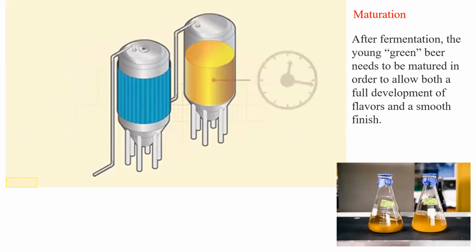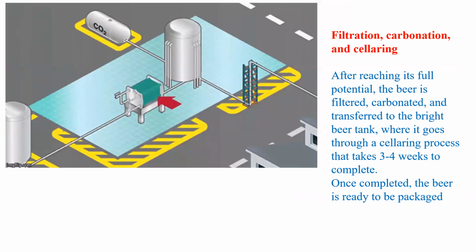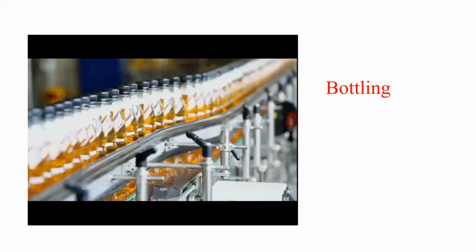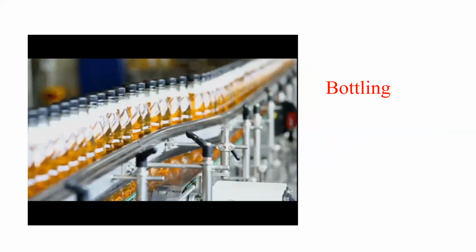After fermentation, the young green beer needs to be matured in order to allow both a full development of flavors and a smooth finish. After reaching its full potential, the beer is filtered, carbonated, and transferred to the bright beer tank where it goes through a cellaring process that takes 3 to 4 weeks to complete. Once completed, the beer is ready to be packaged and it is now going on for bottling and for final marketing.